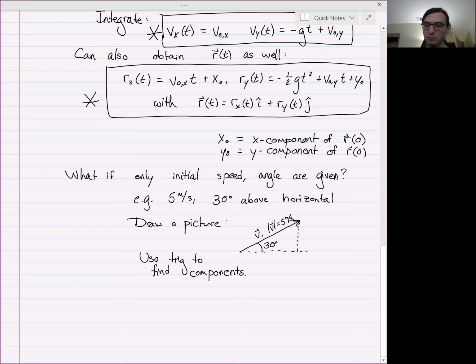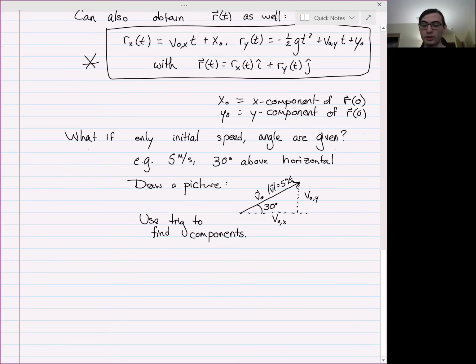So in this case, this length here would be v naught y. This is v naught, by the way, the initial velocity, right? And this horizontal leg is v naught in the x direction. And so we could do some trigonometry. Sine of 30 degrees would be opposite over hypotenuse, so it'd be v naught y divided by 5 meters per second, because the hypotenuse has length 5 meters per second. Similarly, cosine of 30 degrees would be v naught x, adjacent over hypotenuse, divided by 5 meters per second.